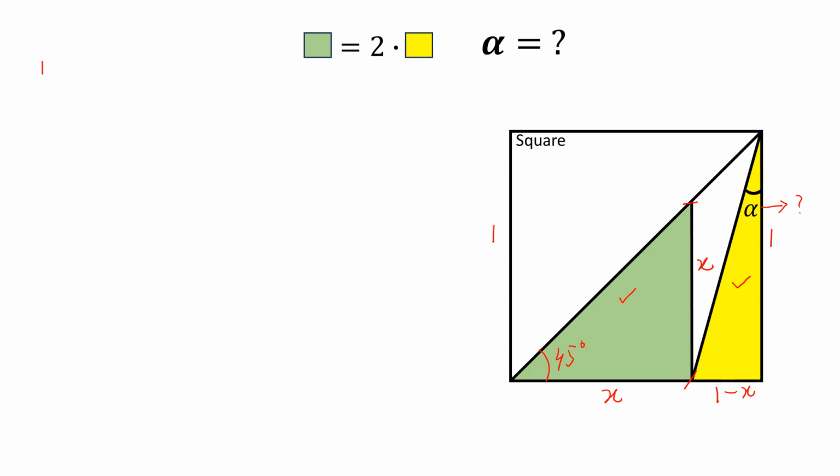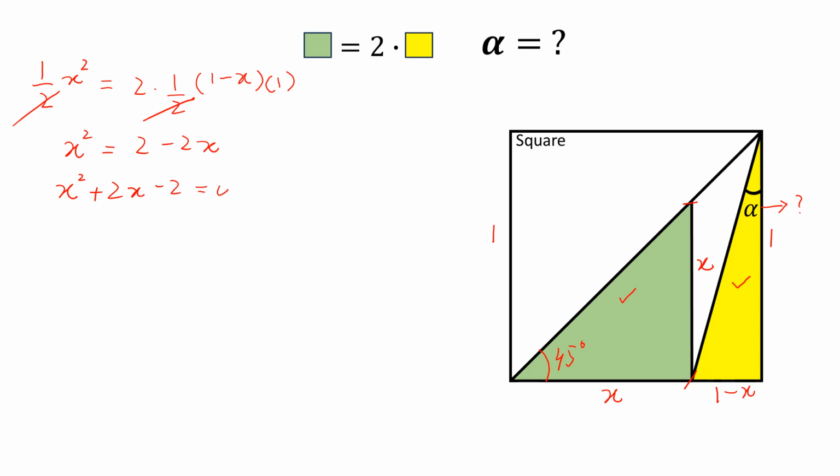Now the green area will be equal to half into x square, and the yellow area will be equal to half into 1 minus x into 1. We can cancel these two, and this implies x square equals 2 minus 2x. Simplify it and we can write x square plus 2x minus 2 equals 0. This is a quadratic equation and we can solve this by the quadratic formula.